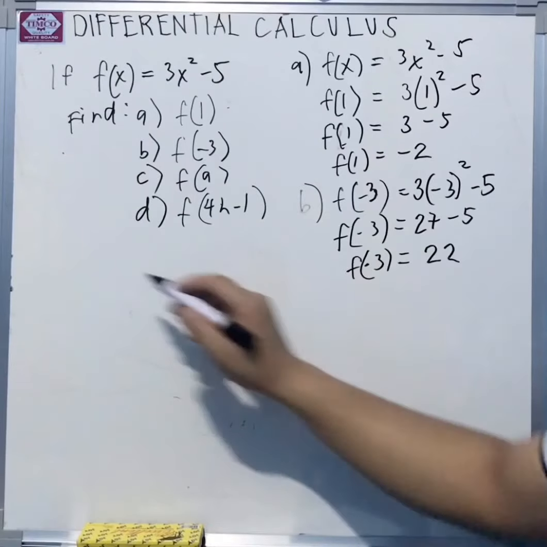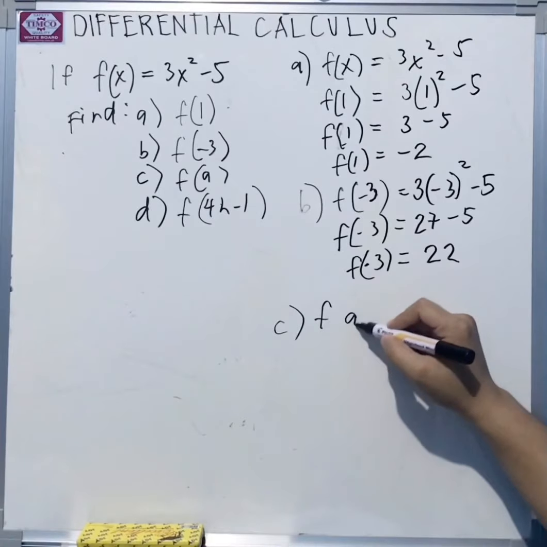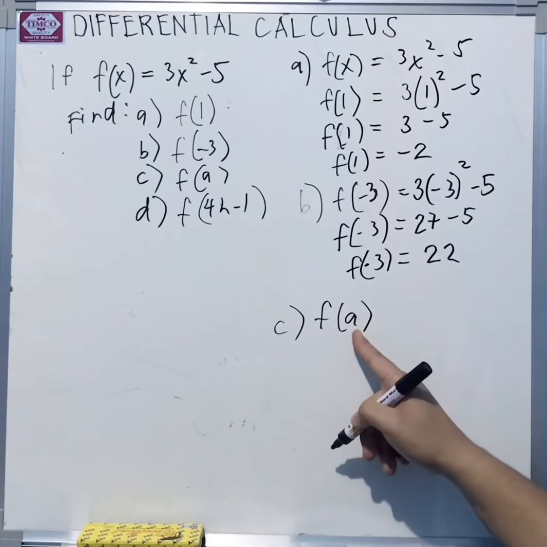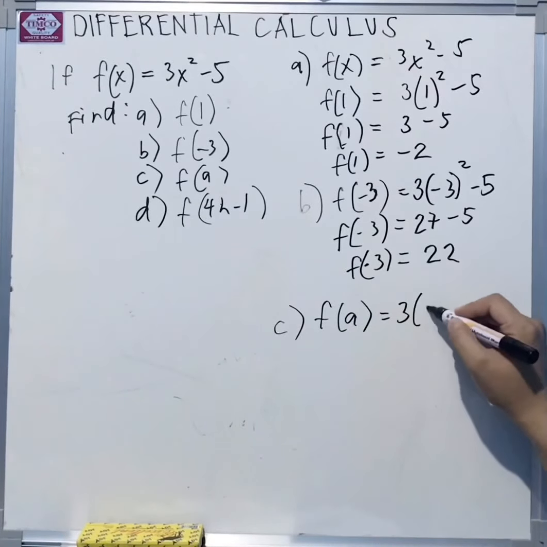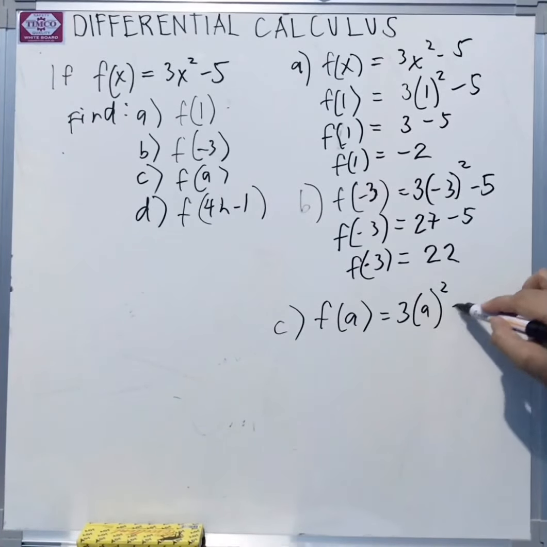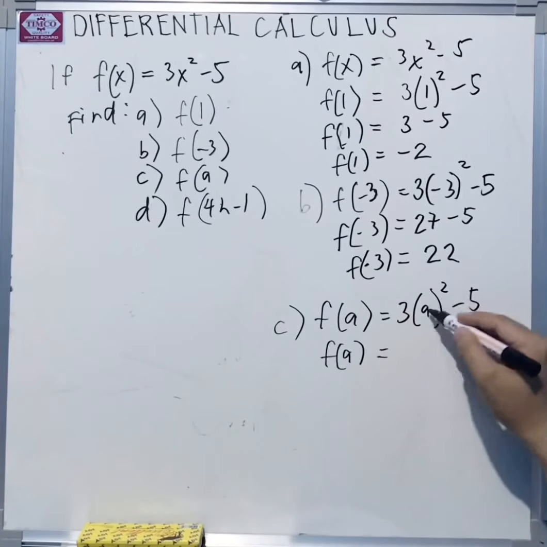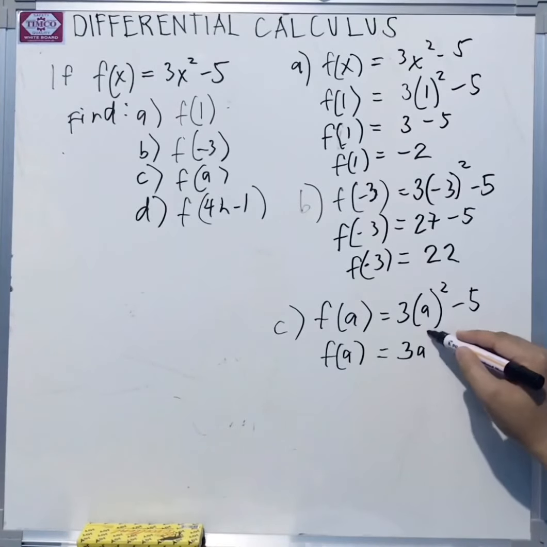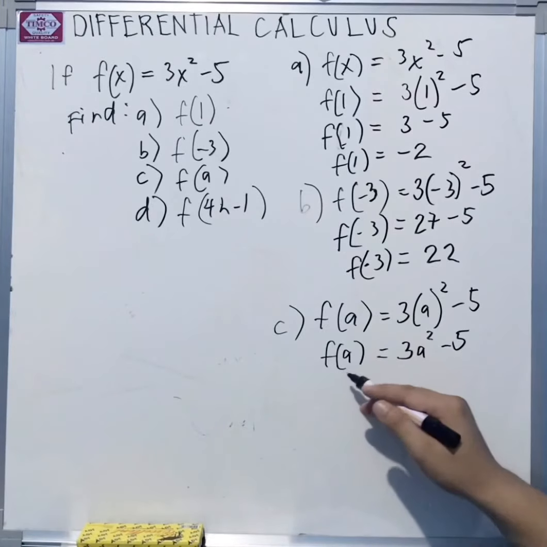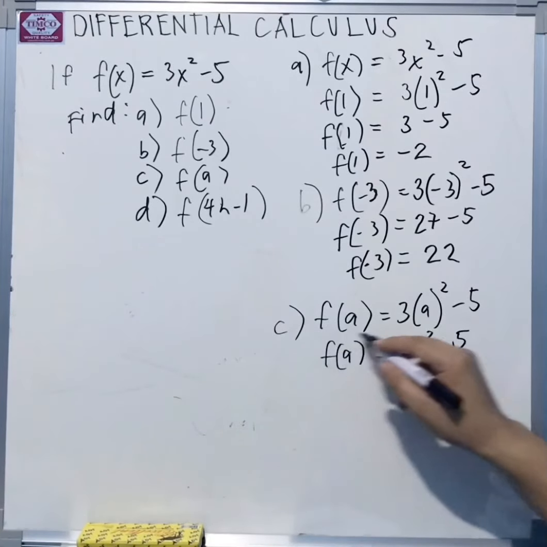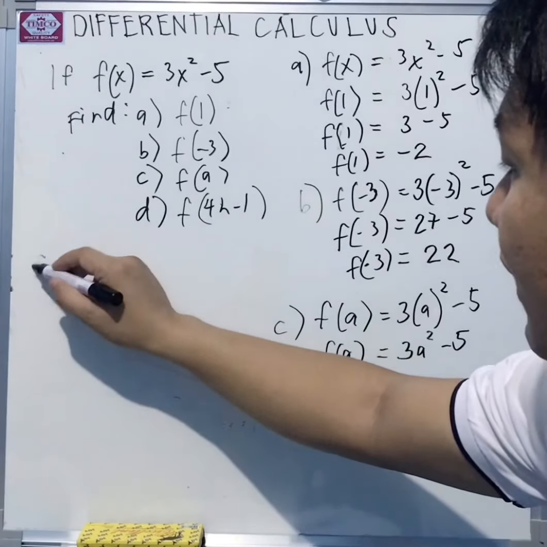So, we have letter C naman. Sa letter C, we have f of a. Isusubstitute lang natin itong value na to sa equation natin. So, f of a is equal to 3a squared minus 5, kasi variable siya. Hindi natin pwede simplify ito, so ito na yung f of a natin, which is equal to 3a squared minus 5. So, we have letter D. Okay, letter D naman tayo.